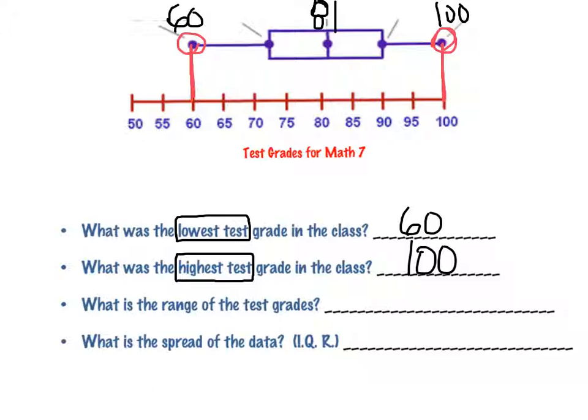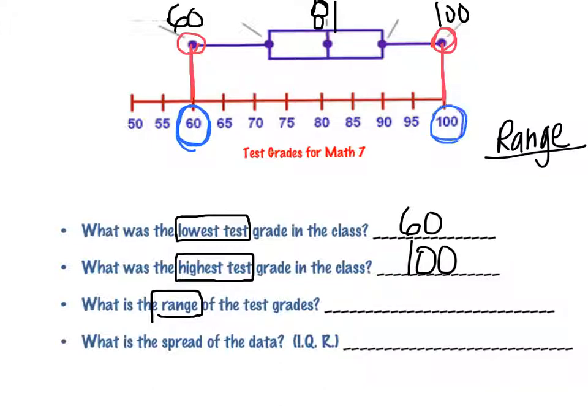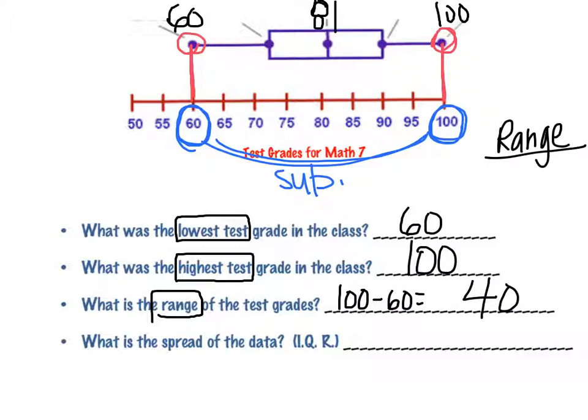Next thing we need to find, what is the range of the test grades? Does anybody remember, what does range want you to find? The range of the whole data. Hopefully you remember it means take the lowest and the highest and subtract them. So that means I should do 100 minus 60. So the range of all the test grades is 40. From the lowest person to the highest person, we have a 40-point variation.